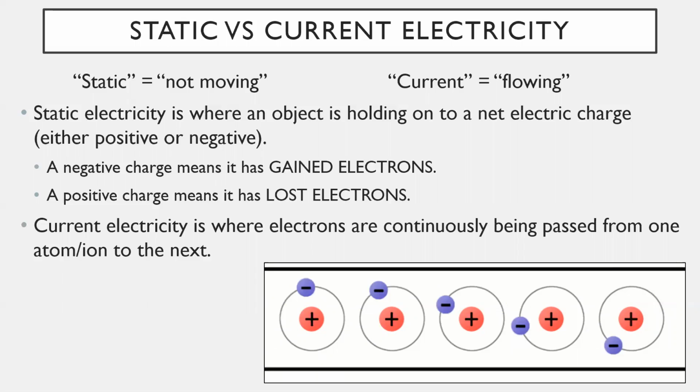So a negative charge means it gained electrons, right? It has more electrons now than it did before. That means it's negatively charged. But if it lost its electrons, if it gave them up to something else, then it would have a positive charge. Because remember, the only charged thing left over now is the protons, which again cannot move. Current electricity is where your electrons are continuously being passed from one atom or ion to the next, and it goes at a very rapid pace.